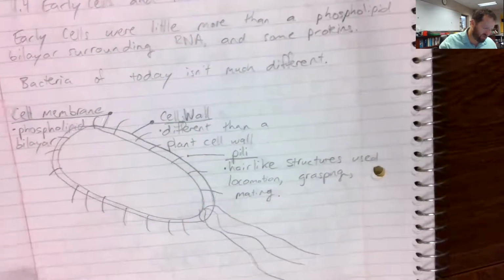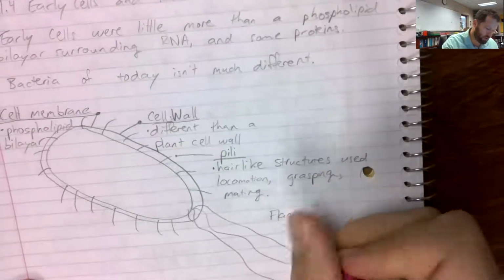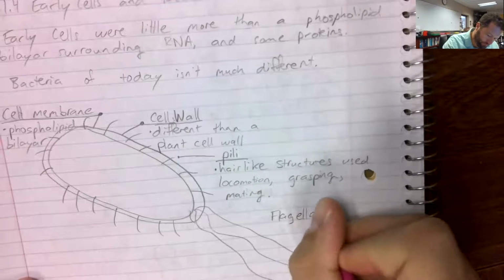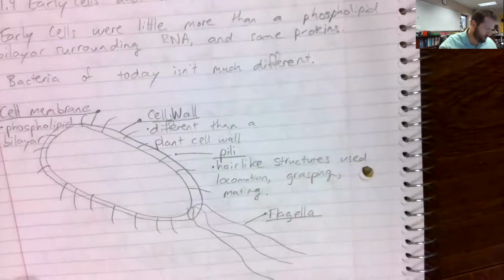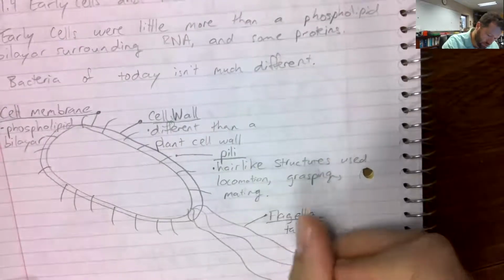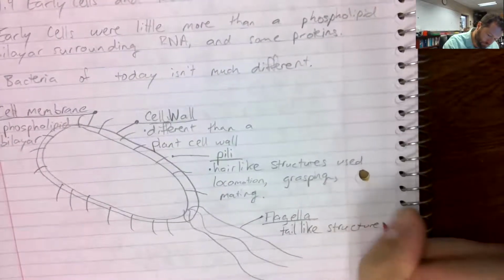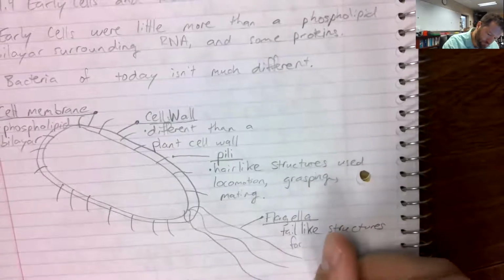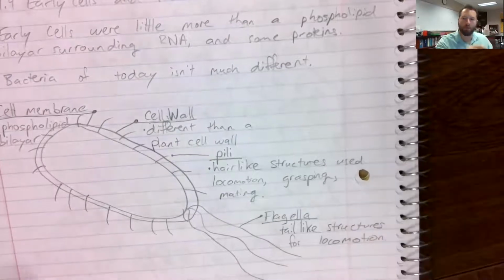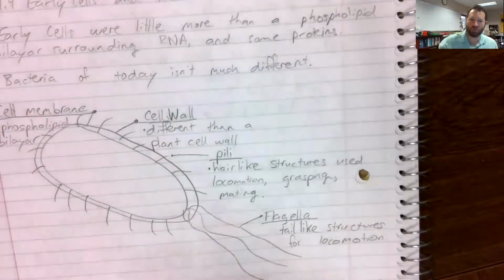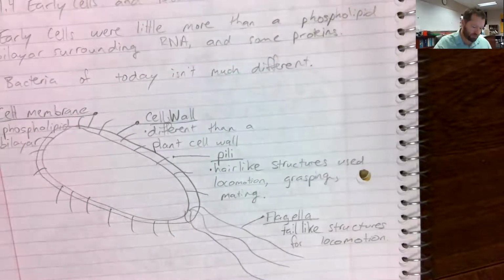Coming out of the back end here, a more tail-like than hair-like structure. This is called the flagella. I should say these are called the flagella. Flagellum is singular, so these are tail-like structures. And they're used primarily for locomotion. So you can imagine these bacteria, they're swimming around in water. How do they move? Well, they just kind of flap their tails back and forth and push themselves around.